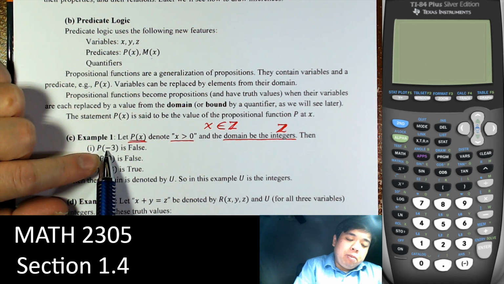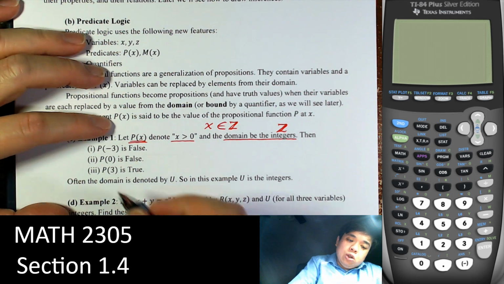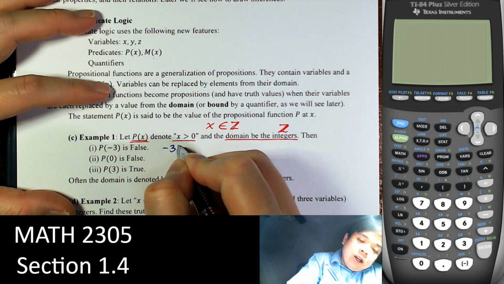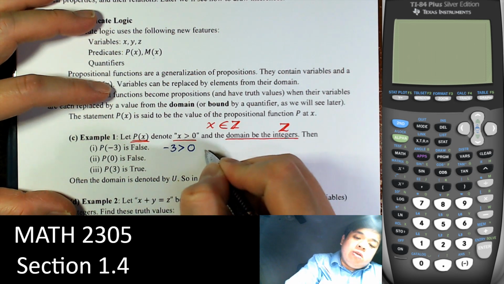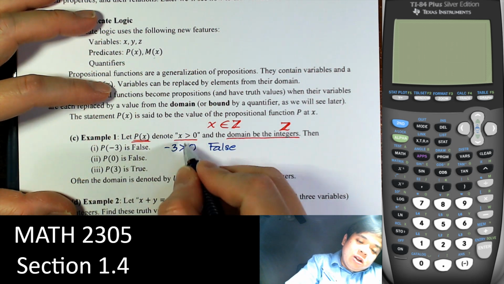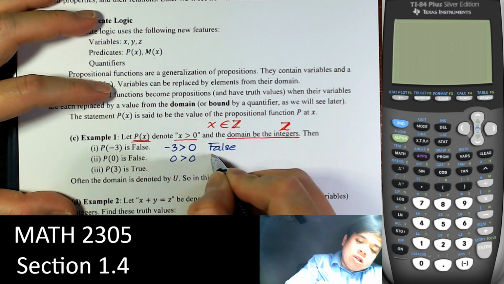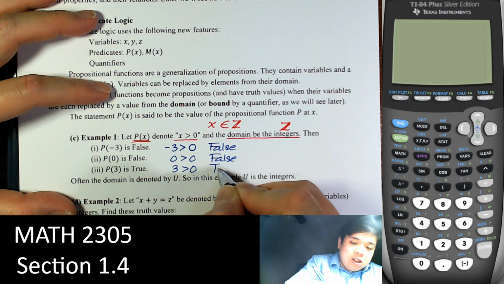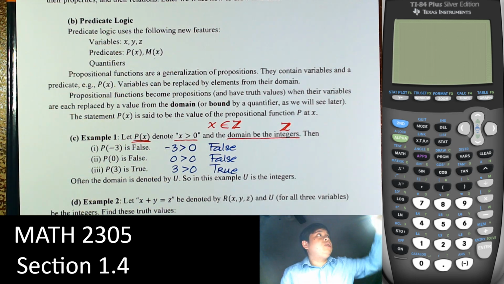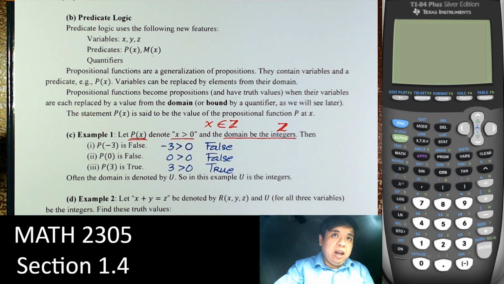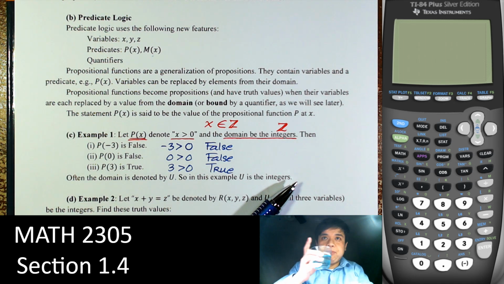Now if we have P of negative 3, we substitute negative 3 into x, so it's just like a function. Negative 3 greater than 0, and of course that is false. Then P of 0, we just put 0, and that is also false. P of 3: 3 greater than 0, so that is true. So just like a function, we substitute the values into x, or whatever the variable is, and then we can determine if it's true or false. It can only carry the values true or false, unlike a general function.